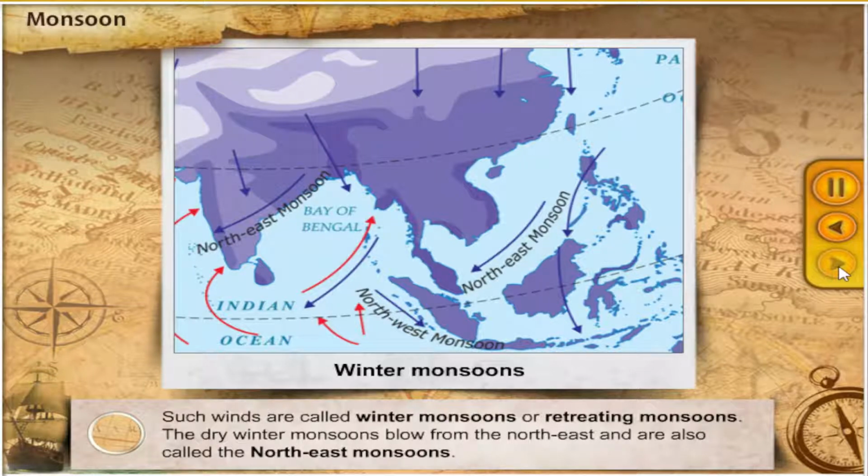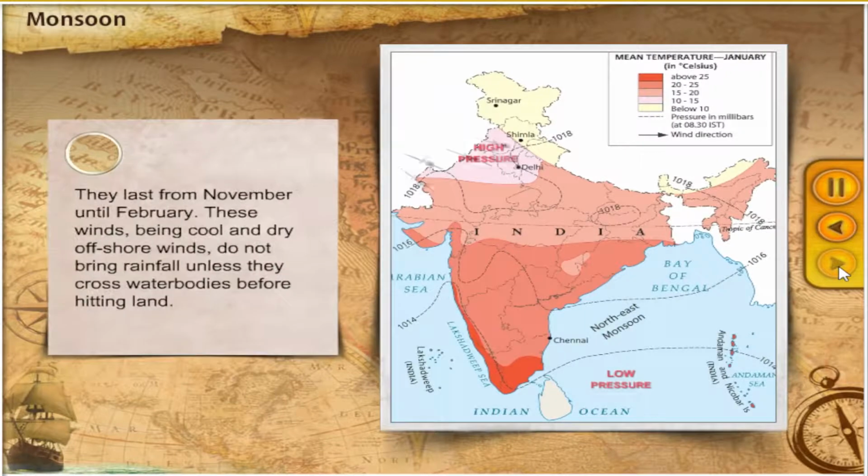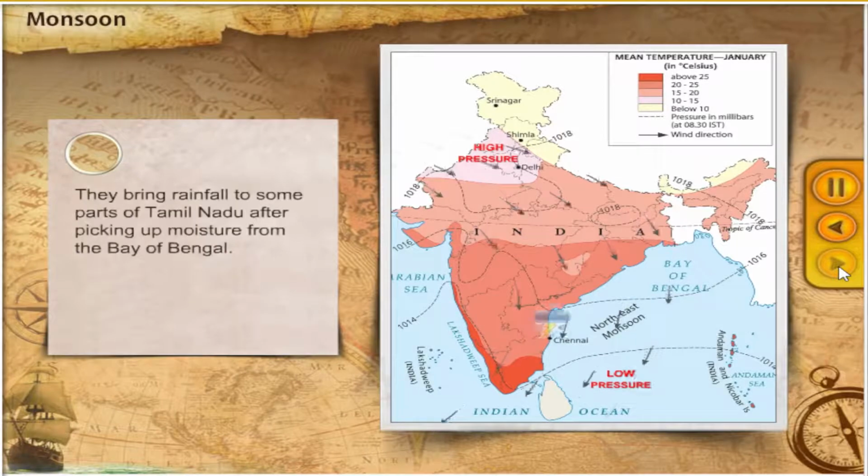The dry winter monsoons blow from the northeast and are also called the northeast monsoons. They last from November until February. These winds, being cool and dry offshore winds, do not bring rainfall unless they cross water bodies before hitting land. They bring rainfall to some parts of Tamil Nadu after picking up moisture from the Bay of Bengal.